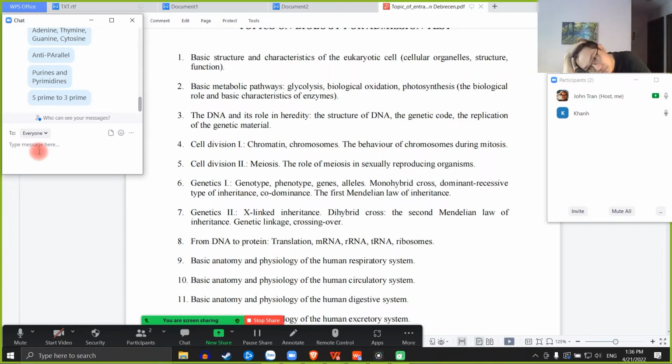With four different bases, it's possible to form 64 different codes. And the 64 different codes are triplet codes. Triplets, or we call them codons.